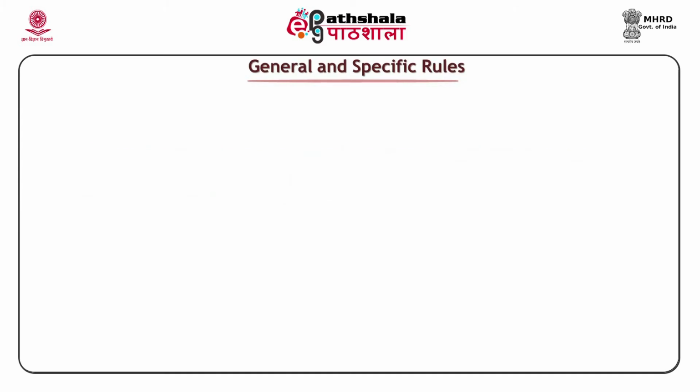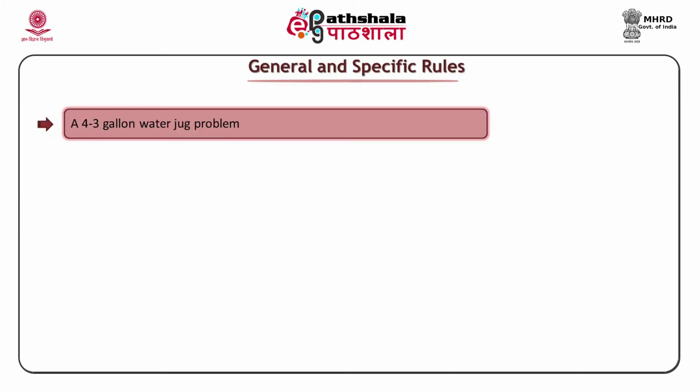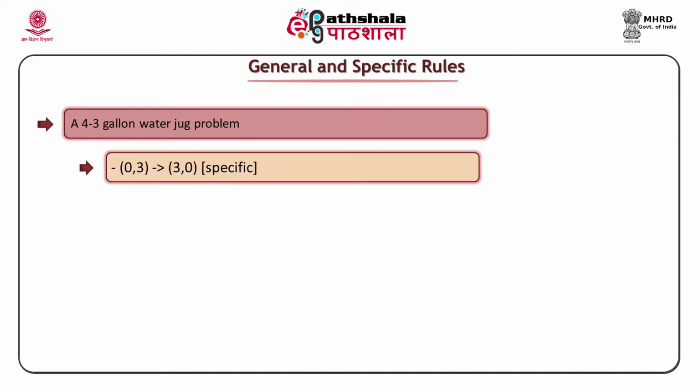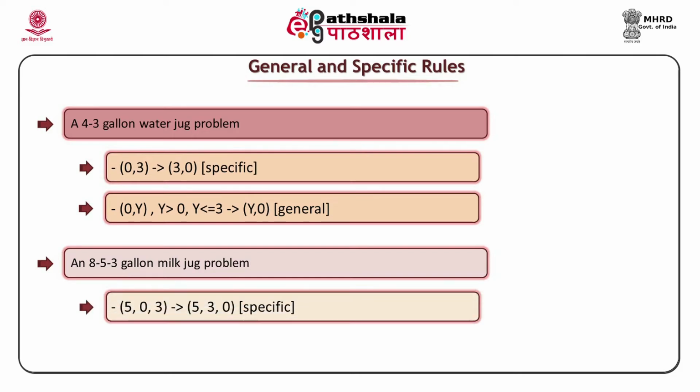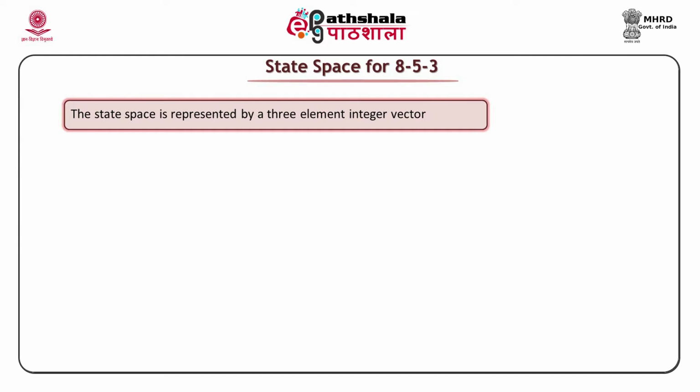We have already seen examples of general and specific rules. The PPT is talking about this. In the 4 3 gallon jug problem, there are 2 rules, one is specific, the other one is general. The 8 5 3 gallon milk jug, again there is a specific and a general rule, and also a state space representation. Now look closely at this representation of the 8 5 3 gallon water jug. It says we are only using a 3 integer vector value x, y and z. We say that the state space is represented by x, y, z, where x plus y plus z is 8.